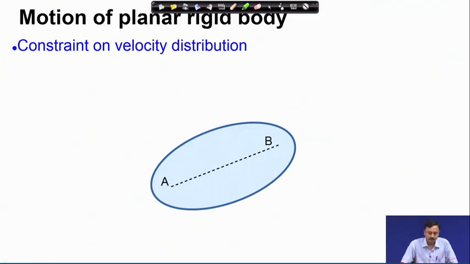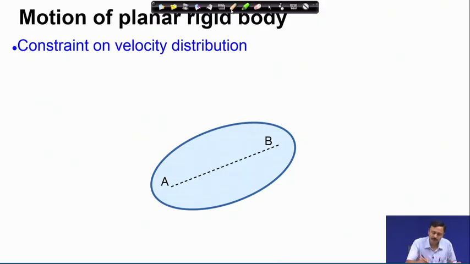So, we will start off with some geometric concepts on velocity distribution on a planar rigid body. I have drawn out for you a body which is assumed to be a rigid body, a planar rigid body, and this can move only on the plane of the paper. Let us look at what we can say about the velocity distribution on the body, which means when this body moves, what can I say about the velocities of different points of the body.